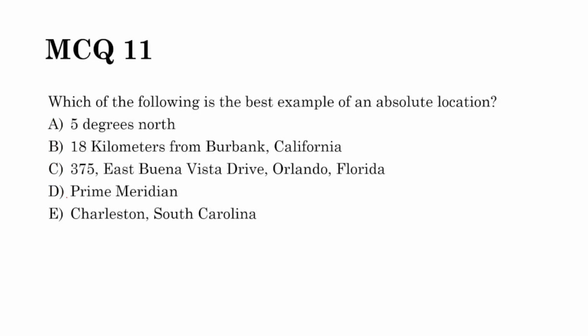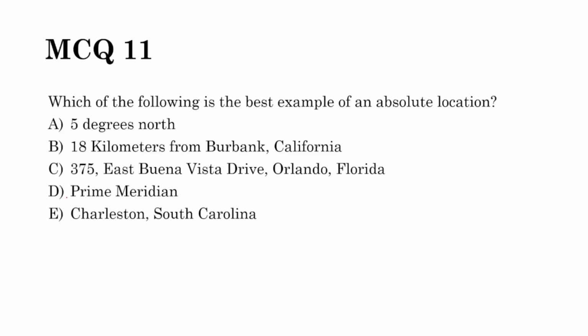11. Which of the following is the best example of absolute location? So when we think of absolute location, think of two things. Look at latitude and longitude, both have to be given, or an address, some kind of information that can pinpoint someone or something to a specific location. So A, 5 degrees north. This is more of a direction. It doesn't tell us where 5 degrees north. Are we looking west? Are we looking east? We can't really pinpoint someone in the world with just this information.